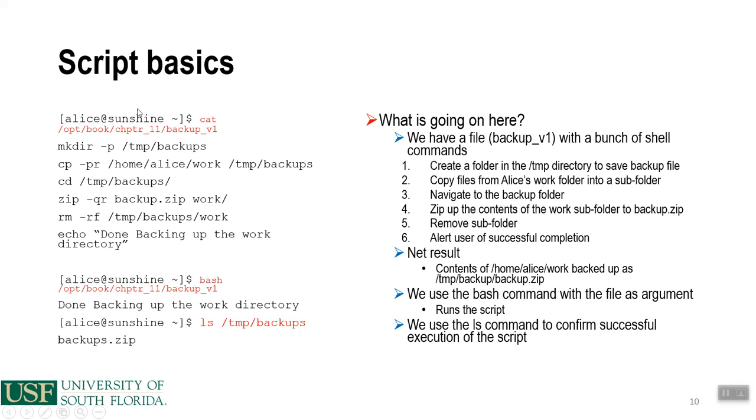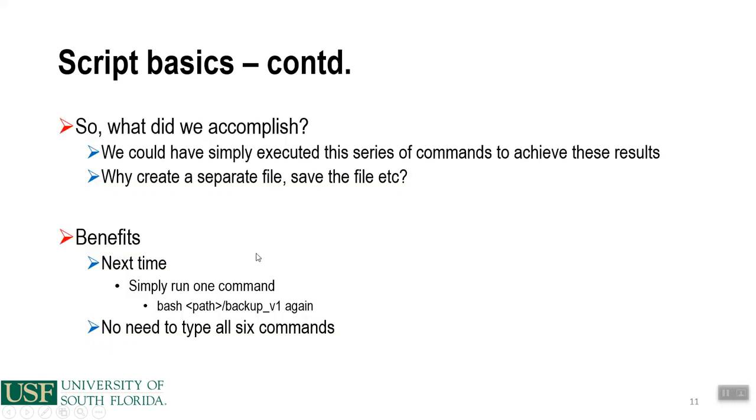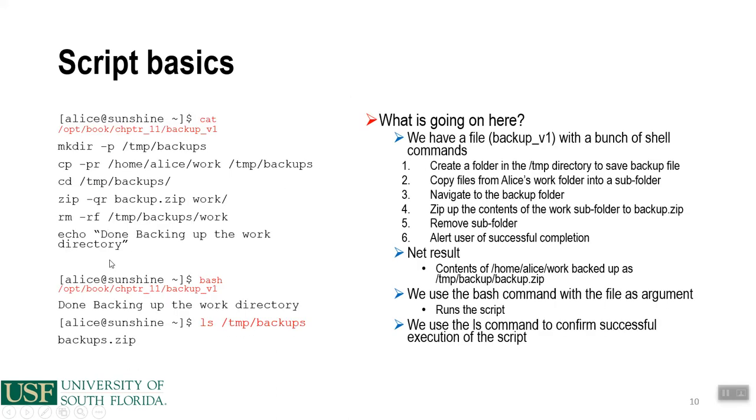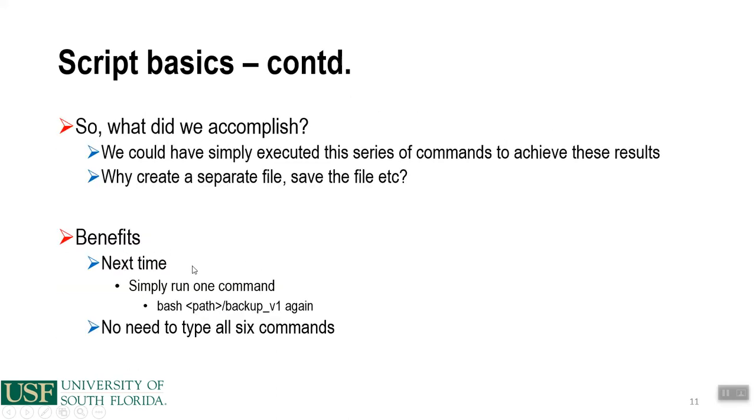So this is an automated task. You automate the entire thing. Instead of typing in each of these commands manually, you automate the whole process such that you're able to conduct backups whenever you feel is necessary. Like I said, we could have simply executed a series of commands to achieve these results, but that's time consuming. So why would we want to create a separate file and save it? The benefit of running a script like this is that next time we just have to run one command. It's very simple, and we don't need to type in all of the 6 commands. The command is bash, then the absolute path, and then the file name.